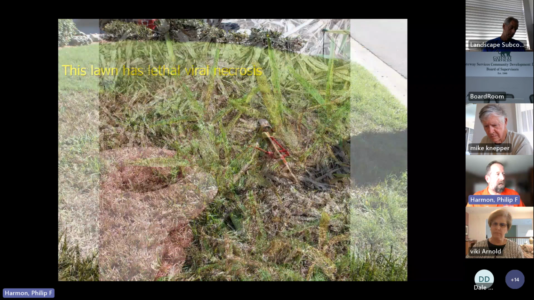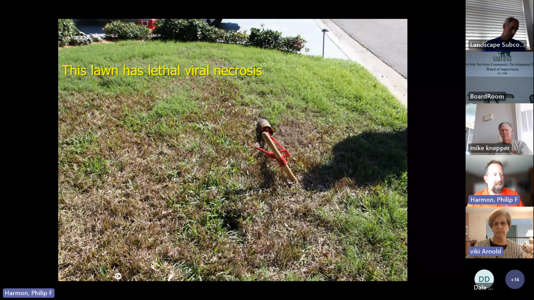Here's a lawn with lethal viral necrosis. You'll notice a lot of weeds. Here, the green part is mostly Bermuda grass. Bermuda grass is a weed for our lawns, and it also serves as a reservoir for this virus.